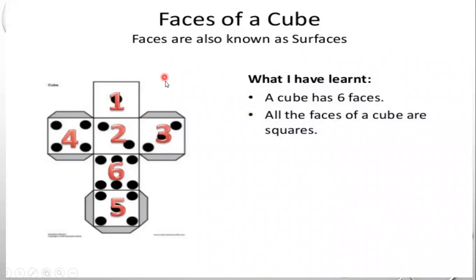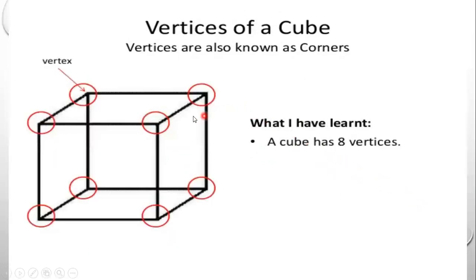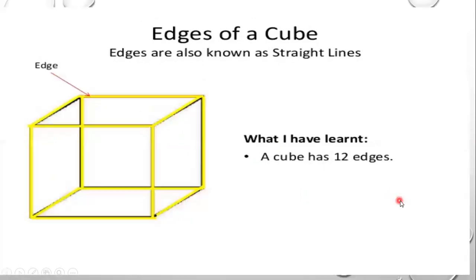If you look at the faces of a tube, if you try to break it down, these are the 6 faces. You can clearly see that it has 6 faces, and all the faces of a tube are squares, as you can see here. Then the vertices of a tube, if you count them, 1, 2, 3, 4, 5, 6, 7, 8, you realize that it has 8 vertices. Then the edges are these lines that connect the vertices. If you count them, you realize that there are 12 edges. You can go ahead and count them. They are the ones in yellow.